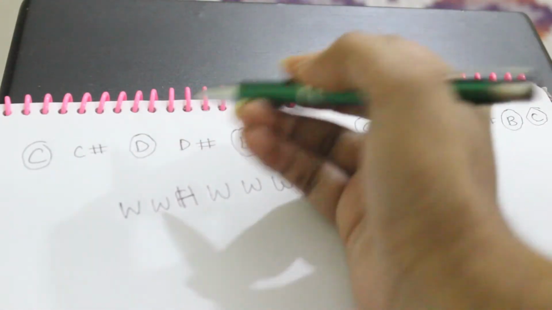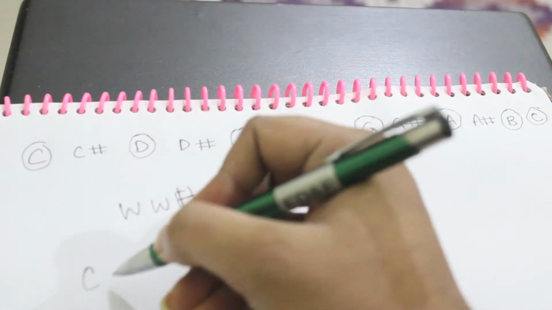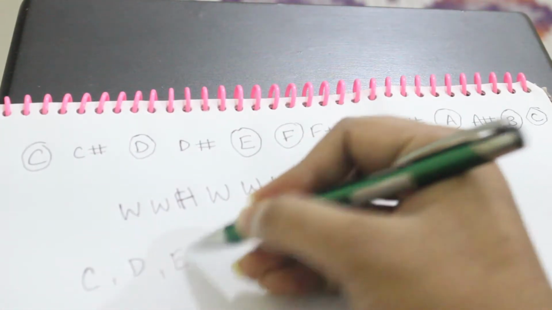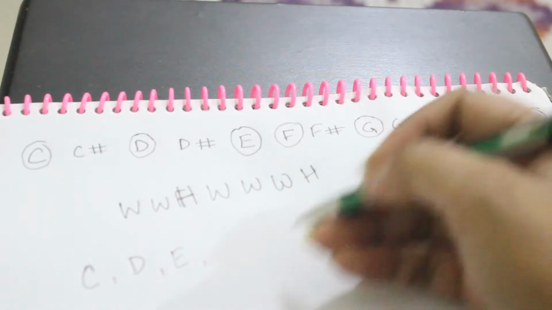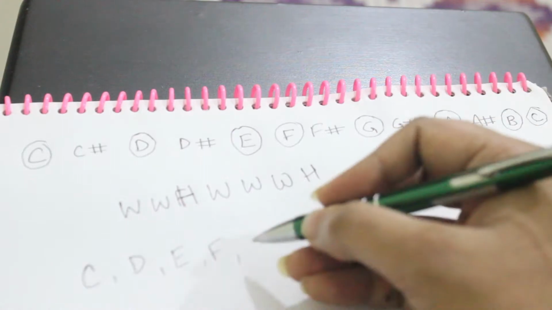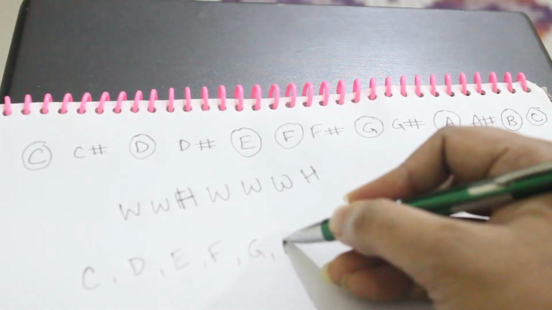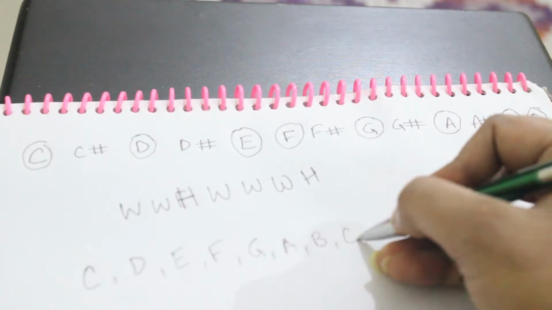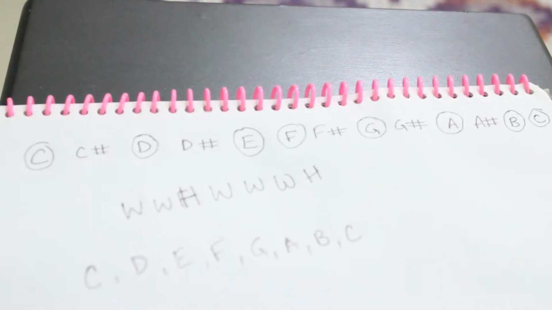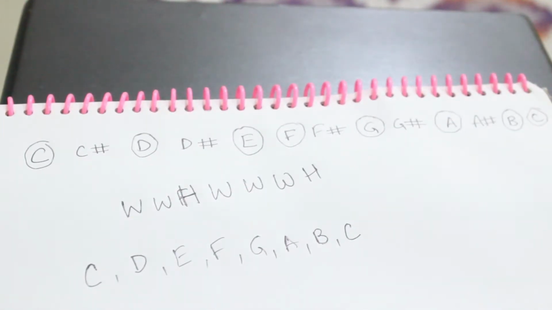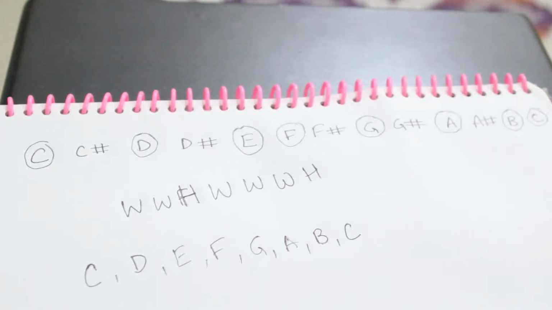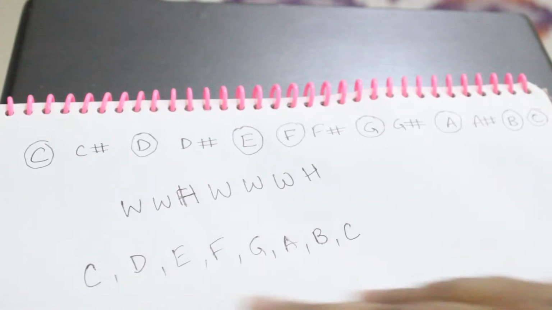So again, let's first write the notes of the C major scale. C, then D, then E, and F, then G, then A, then B, and again C. So now we have to find out what chords these notes make.